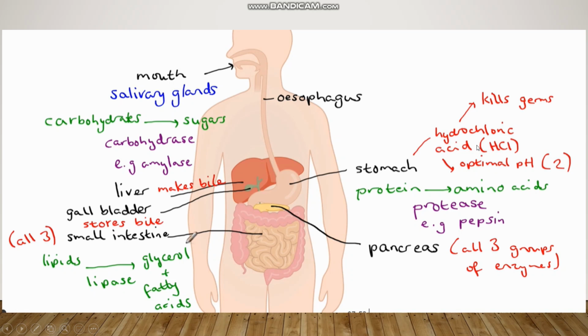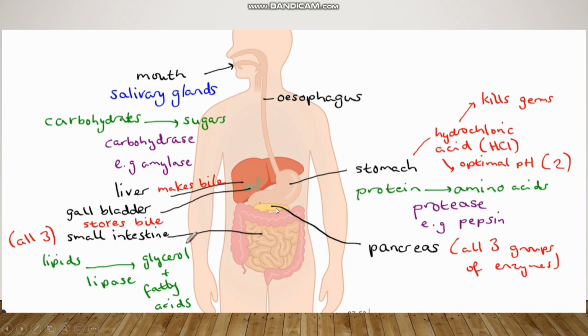So the hydrochloric acid isn't used to break the food down, instead it's used to kill the germs in contaminated food and drinks, and it also creates the optimum condition for enzymes to work, which is pH 2. So the food has now been partially digested and it moves to the small intestine. So here the small components of food are absorbed into the bloodstream.